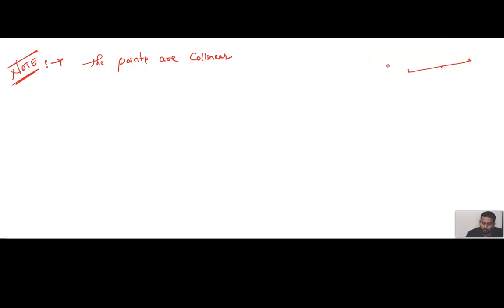Now, children, as we have seen before in the distance formula, once again I am repeating those things. If you want to say the points are collinear, then the sum of 2 sides should be equal to the third side. Then we say that they are collinear. Let me say ABC are the 3 points. Then AB plus BC should be equal to AC or CA. If the sum of these 2 sides is equal to the third side, then we say the given points are collinear.